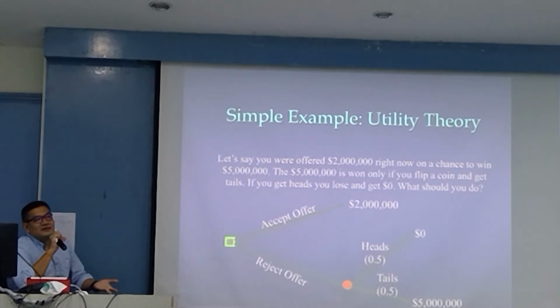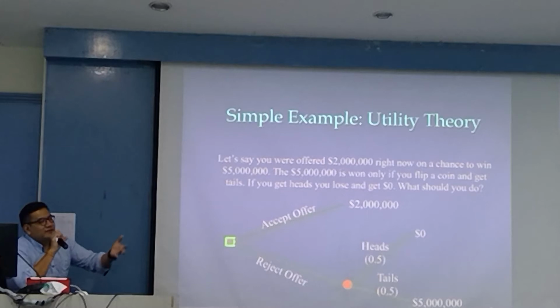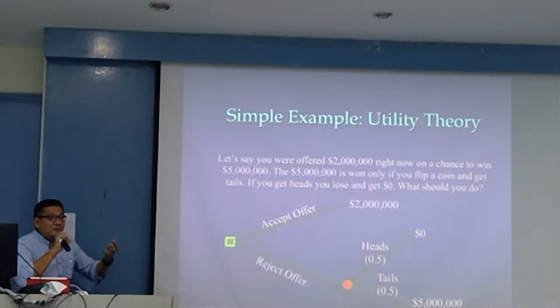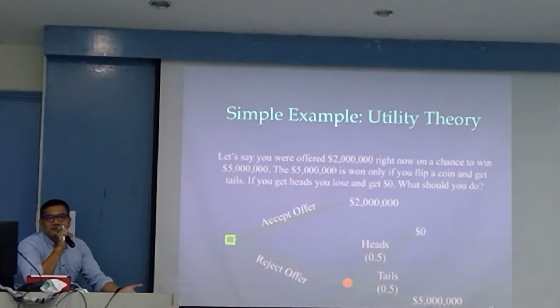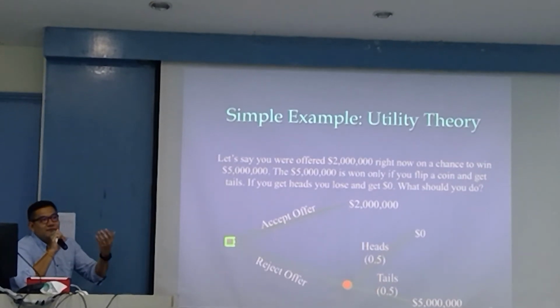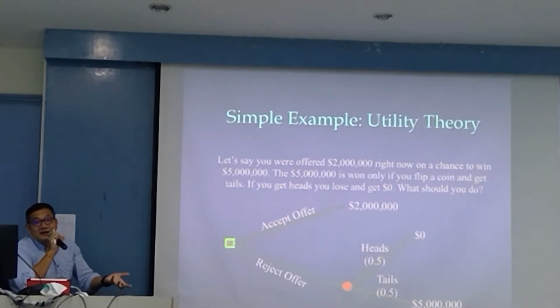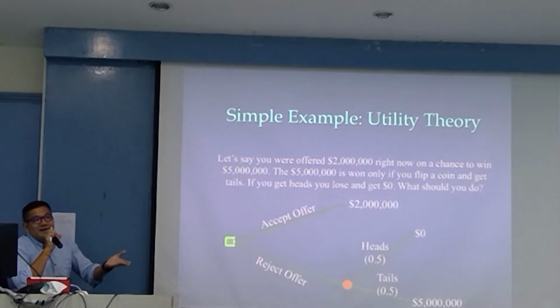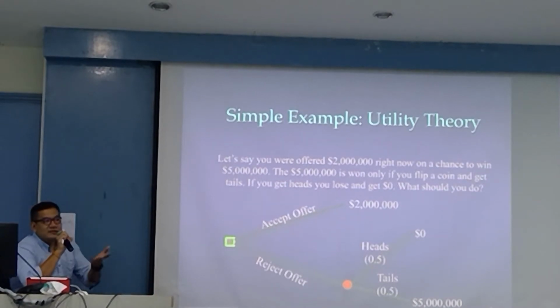But maybe another person thinks that if you accept the offer, you get $2 million, but if you play, you have a 50-50 chance to get $5 million. Maybe some of your friends think that you're going to play, but you guys think that you will not play, right? And I look around this room and I see that the majority of you will not play. You prefer $2 million, right?